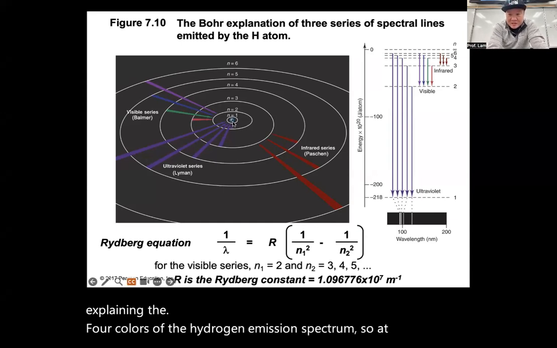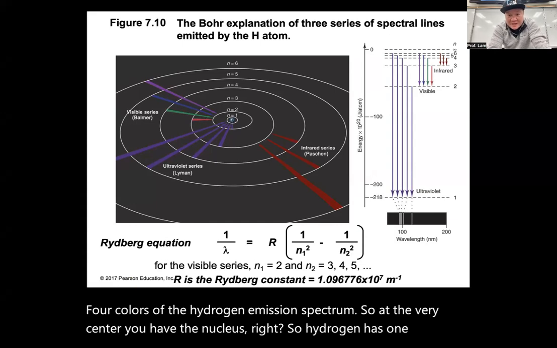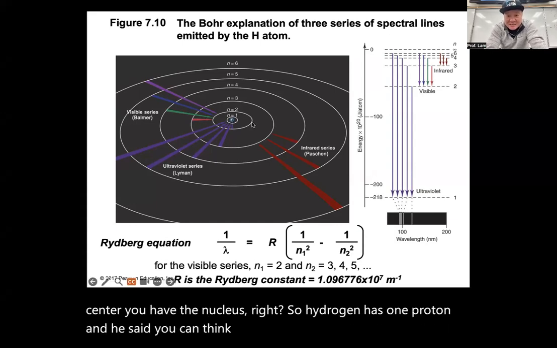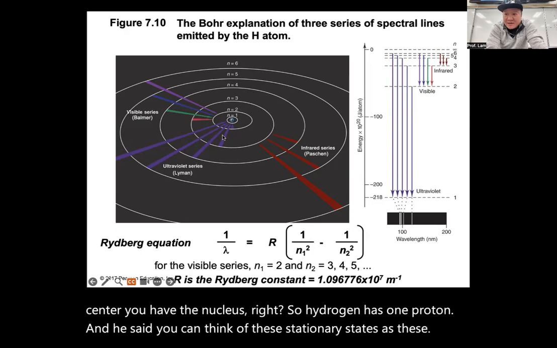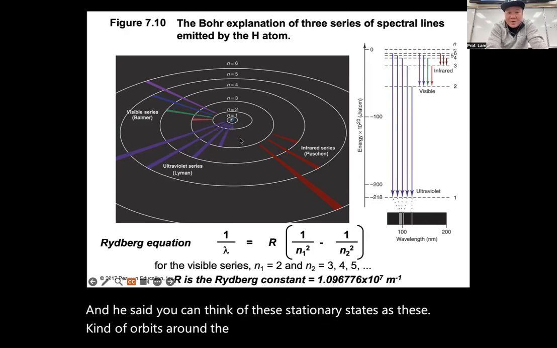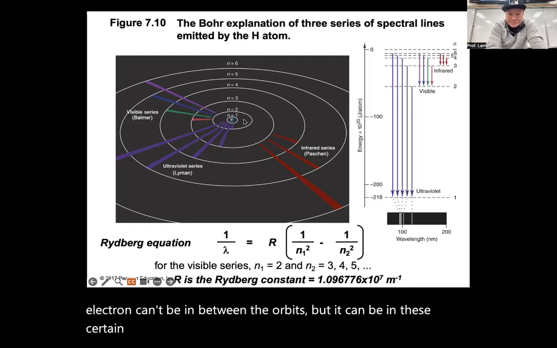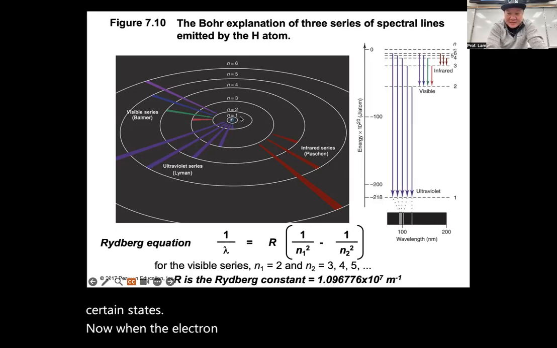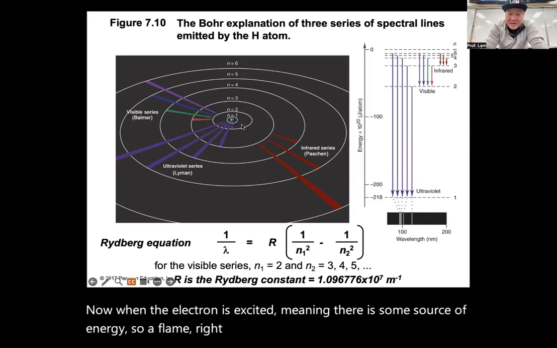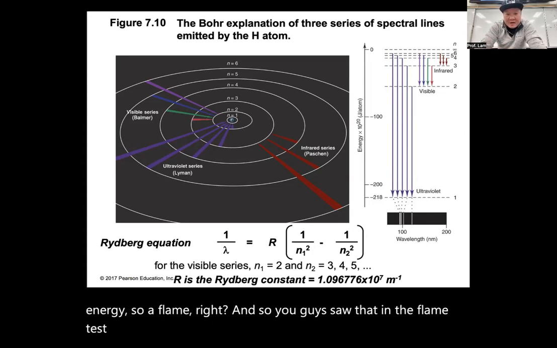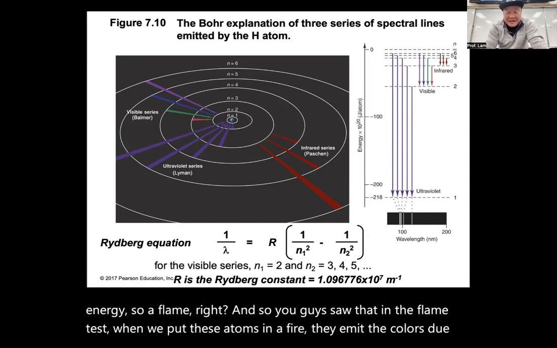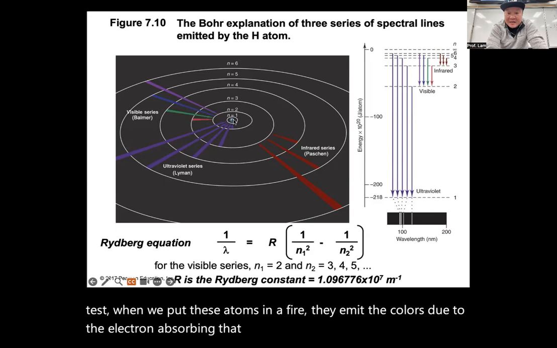At the very center, you have the nucleus, right? So hydrogen has one proton. And he said you can think of these stationary states as kind of orbits around the nucleus where the electron can be. So the electron can't be in between the orbits, but it can be in these certain states. Now, when the electron is excited, meaning there's some source of energy, so a flame, right? You guys saw that in the flame test when we put these atoms in a fire, they emit the colors due to the electron absorbing that energy and being excited, right?